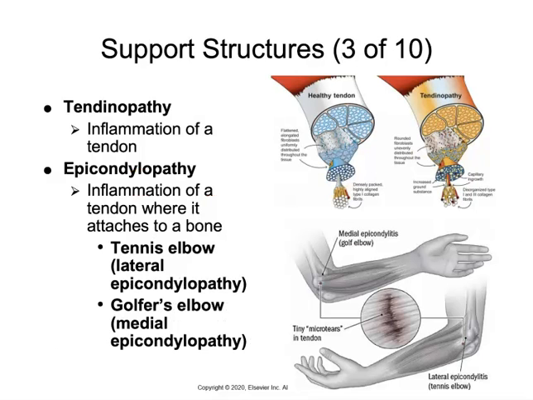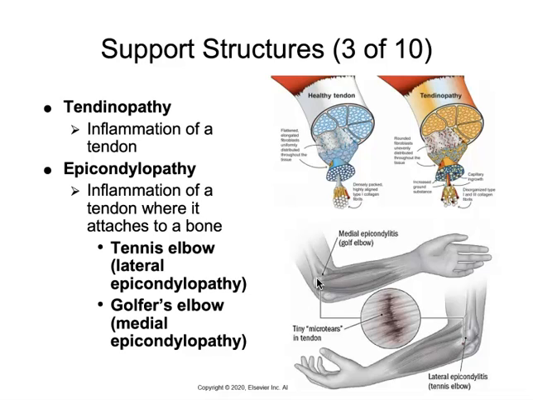Next up, we're going to talk about tendinopathy, epicondylopathy, and on the next slide, we'll introduce bursitis. And so these conditions are more due to trauma or overuse, whether we're getting inflammation of the tendon or maybe inflammation of a bursa, which we'll talk about on the next slide, or some of the tendons that attach to the epicondyles in the elbow is the most common.